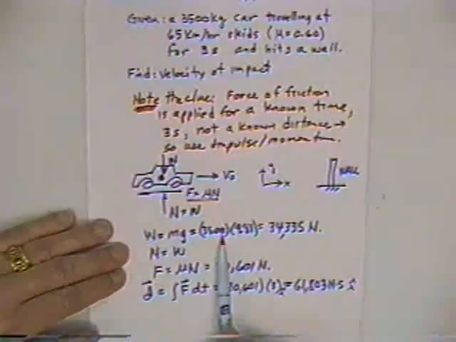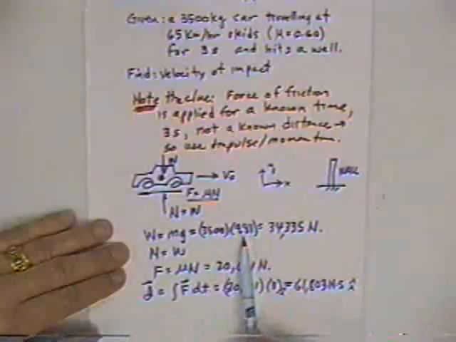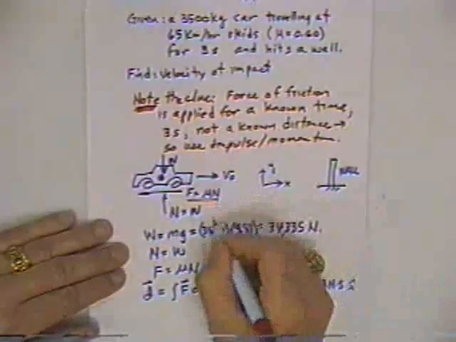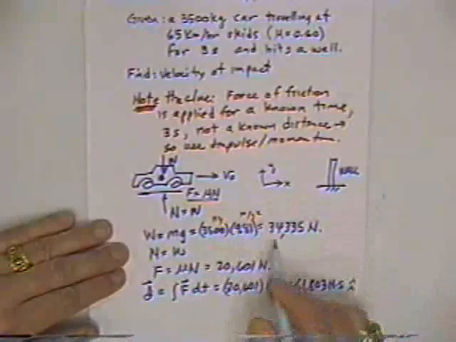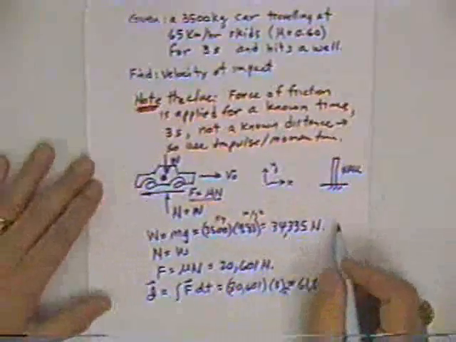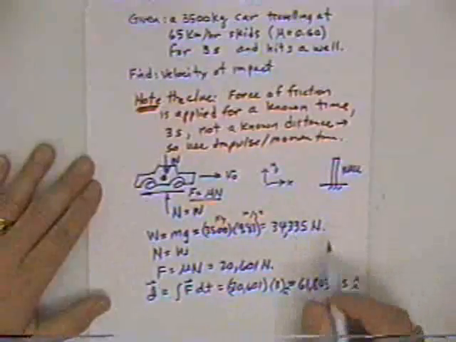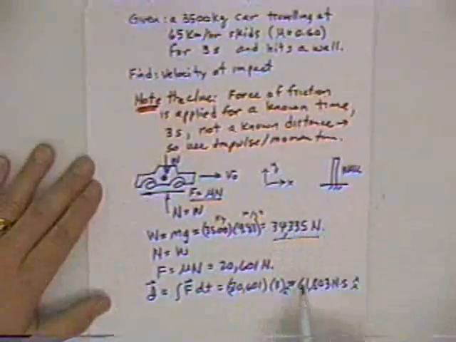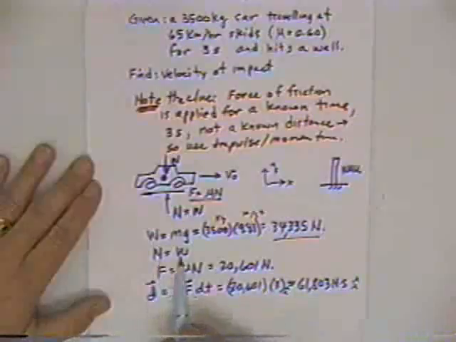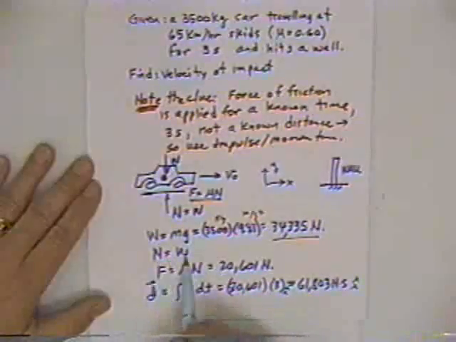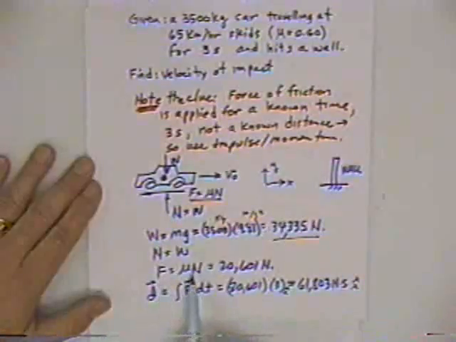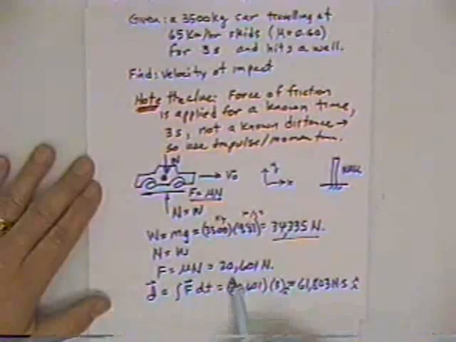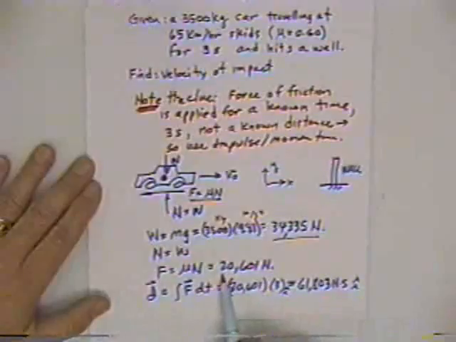3,500 kilograms times 9.81 meters per second squared is 34,335 newtons, or 34 kilonewtons. Okay, that's the weight. From equilibrium in the vertical direction, the normal force is equal to W, and the law of Coulomb friction says F is equal to mu times N, which is mu times W, or 60% of the weight, 20,601 newtons. Okay?